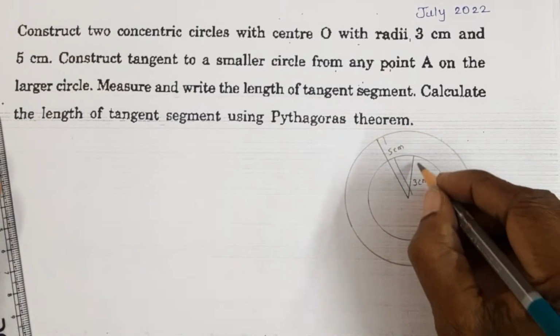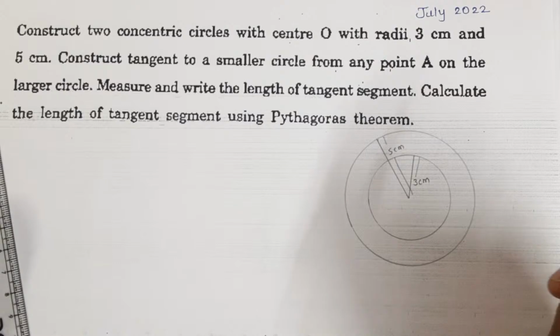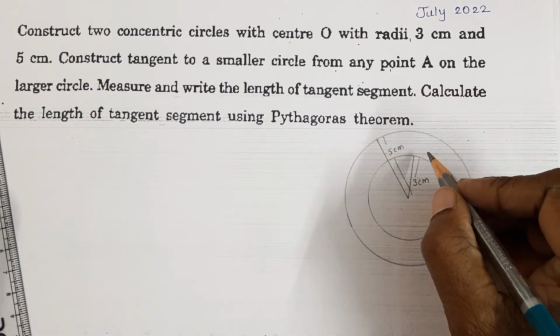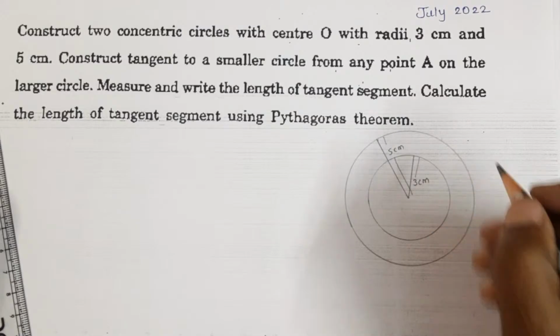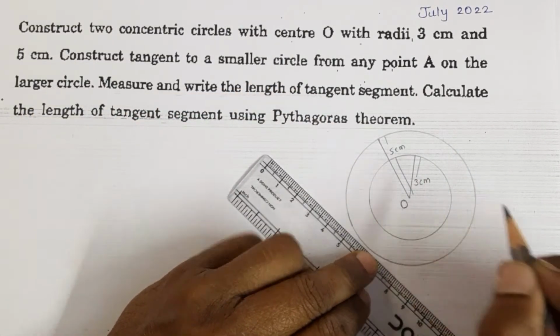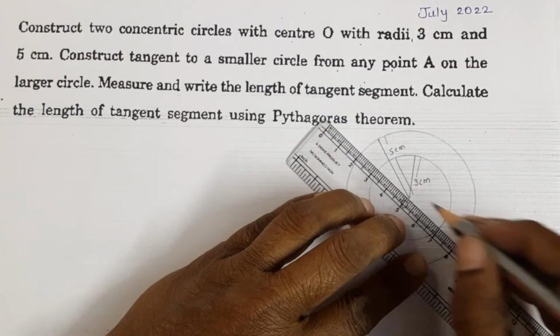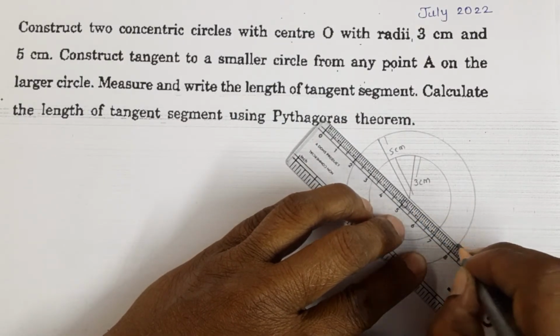Okay students, so now here construct a tangent to the smaller circle from any point A on the larger circle. Okay, so we have to take this as the O, and suppose taking, so here students this way.